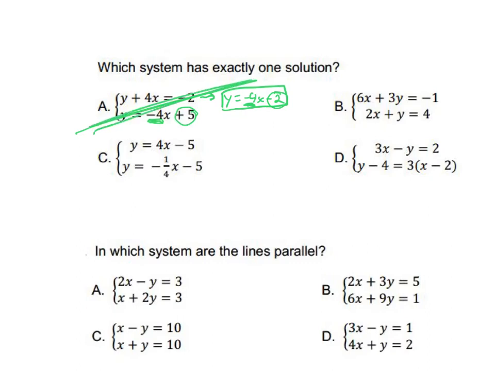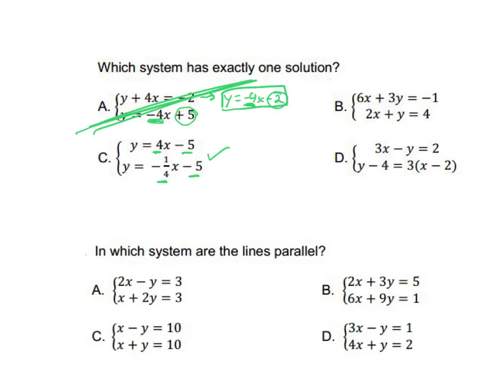So that's out. I'm going to move down to the bottom one here. Slope is 4, slope is negative 1/4. So those are actually going to cross each other. And they have the same y-intercept, so it looks like they're going to cross each other at the same y-intercept. So I like that one there.